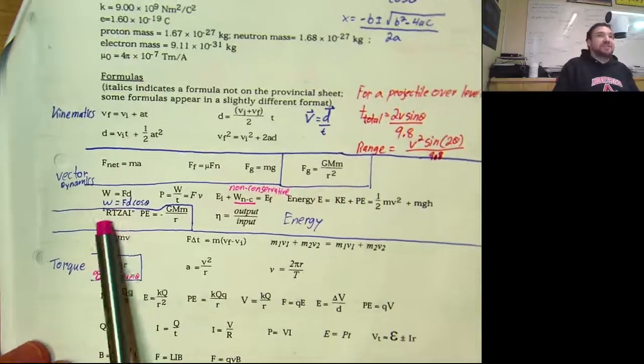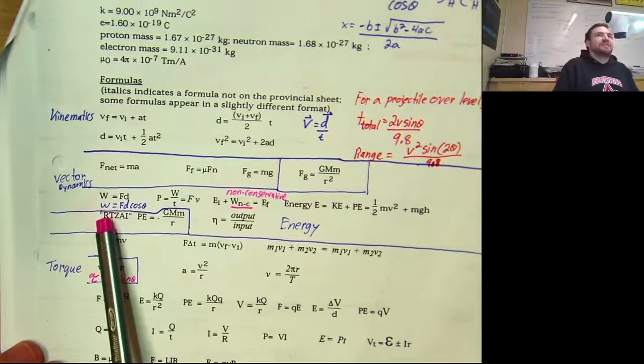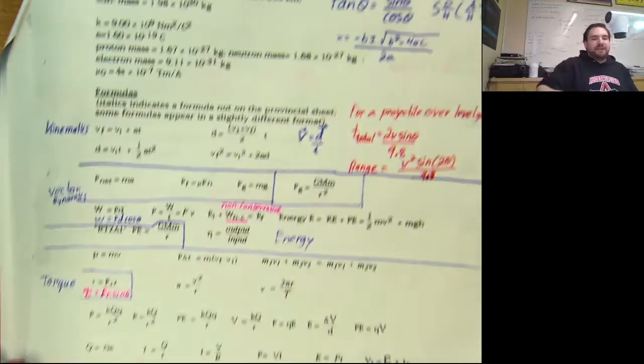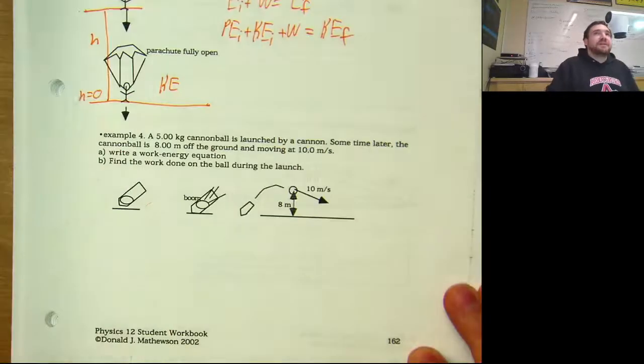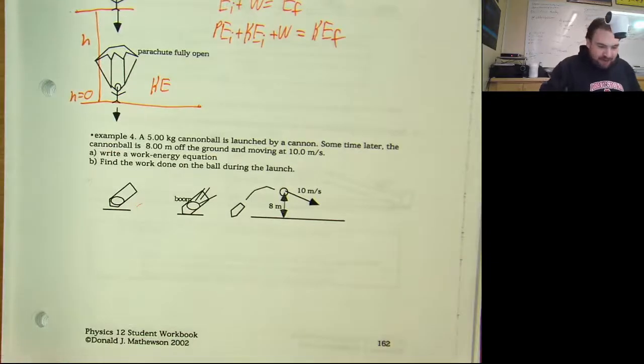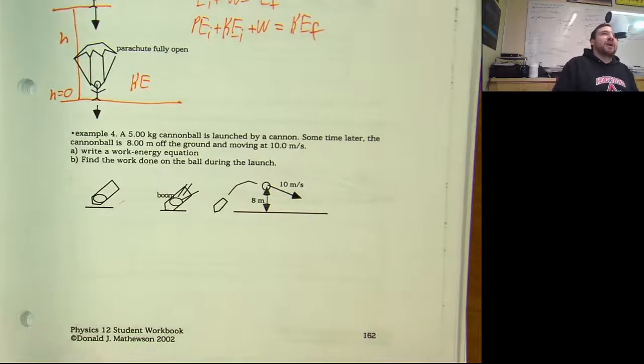I'll explain, this is a similar kind of thing, I'll explain what that is when we get to gravity. But it's the same kind of idea. Okay, so let's apply this to this situation here. A 5 kilogram cannonball is launched by a cannon. Sometime later, the cannonball is 8 meters off the ground and moving at 10 meters per second. We want to find the work done on the ball during the launch.